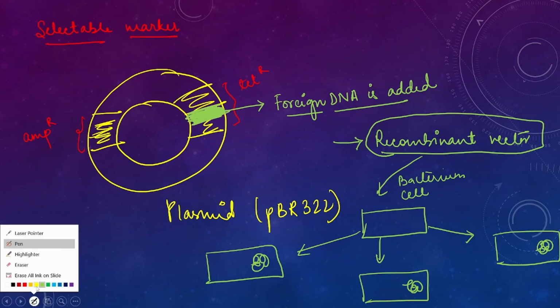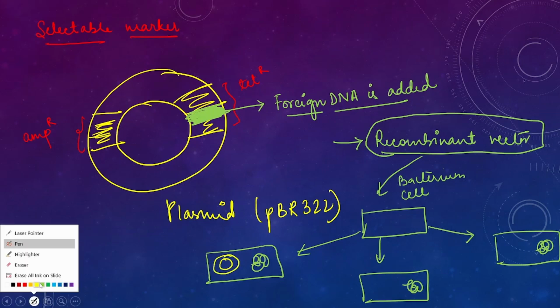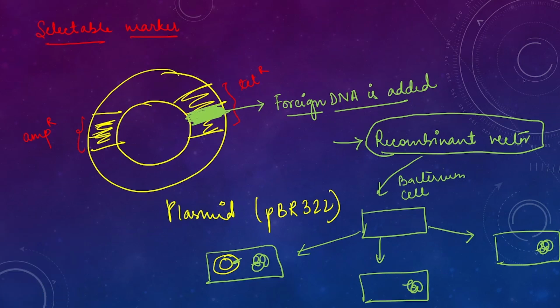Now here what will happen? The cell is recombinant as well as transformed. So here A is transformed plus recombinant.